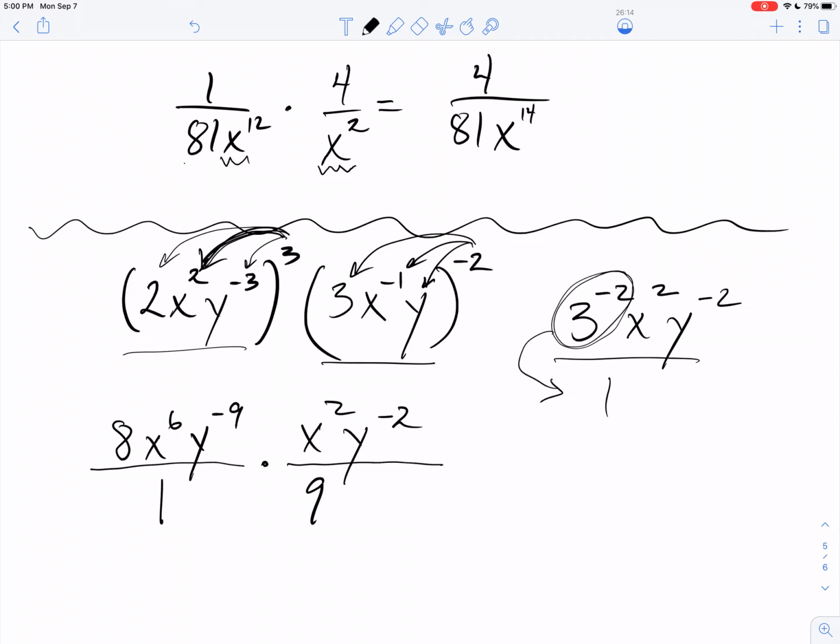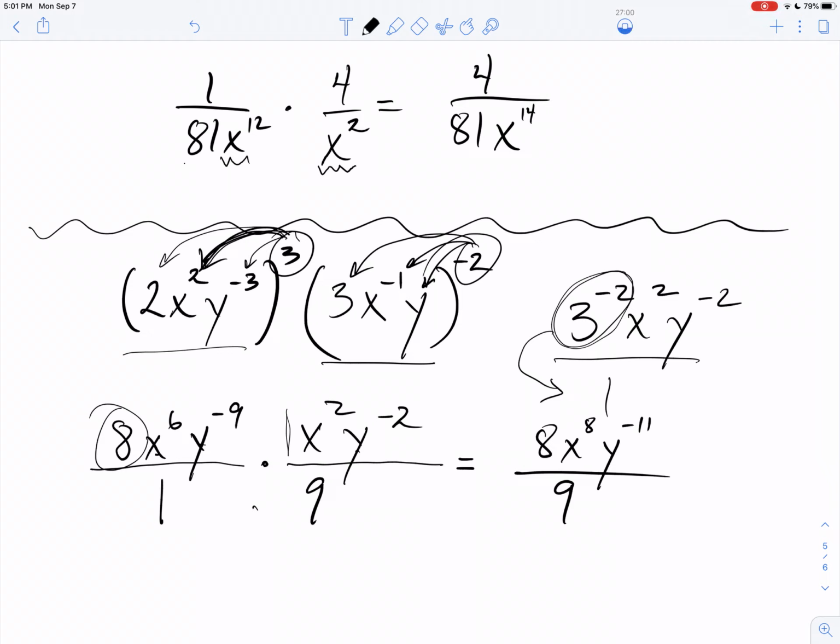Now, if I wanted to, I could start tossing things up and down and whatever, but I want to show you I can do product rule next if I want. I don't have to do it in any certain order as long as I've done the distribution of the power first. Everything else can be second. So I'm going to multiply straight across. 8 times 1 is 8. On the top, x^6 times x^2 is x to the 8th. Y to the negative 9 times y to the negative 2, I would add their powers because I didn't change their location yet. And then 1 times 9 is just 9.